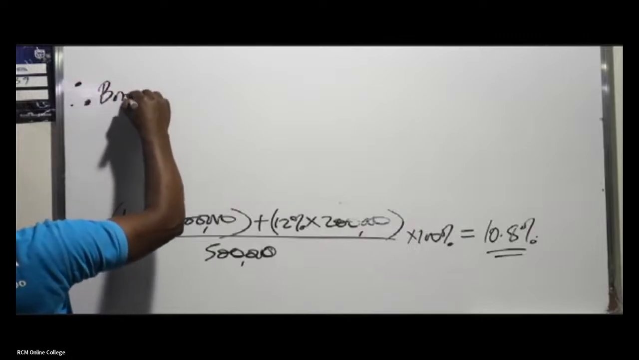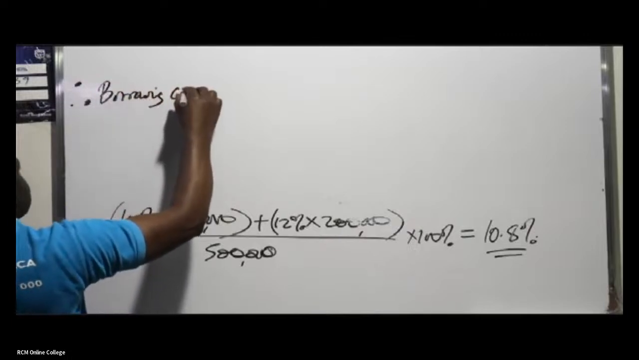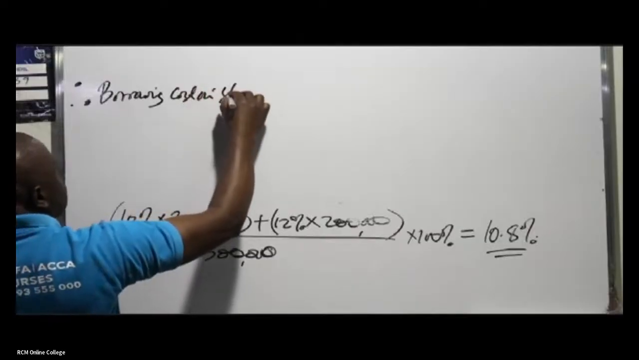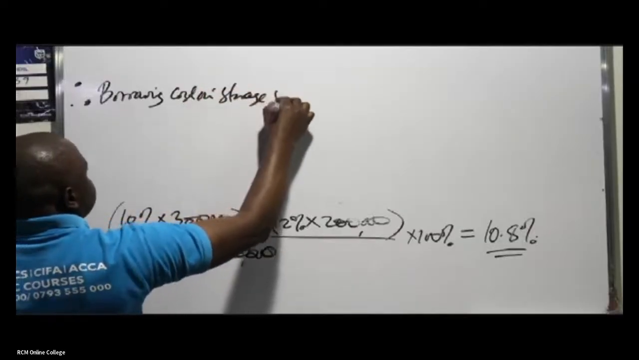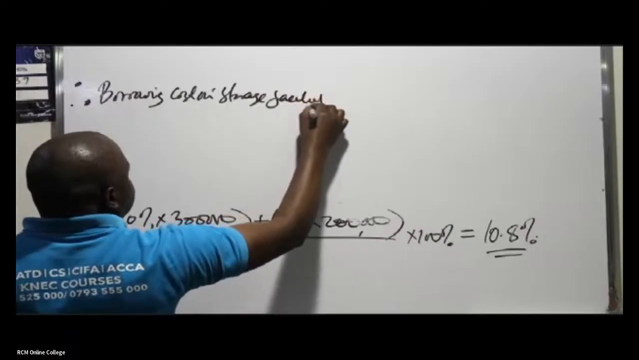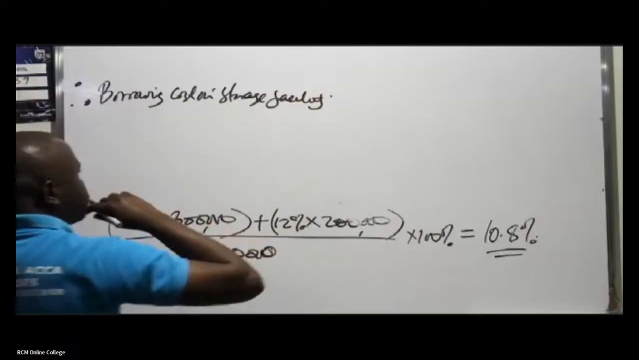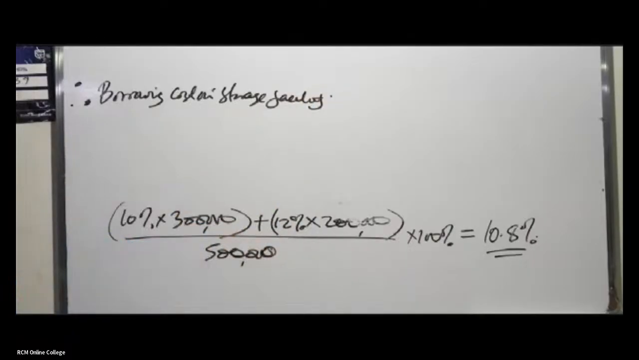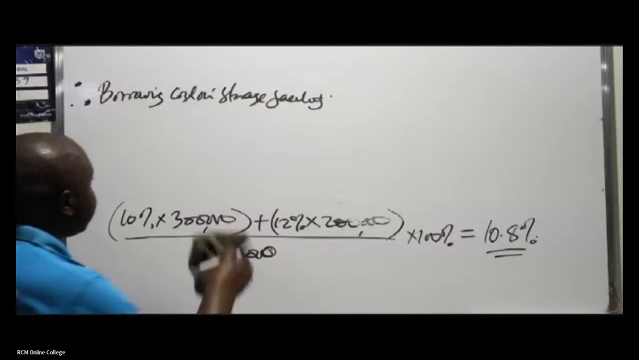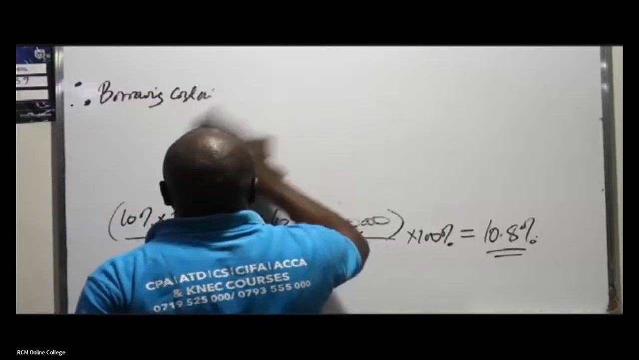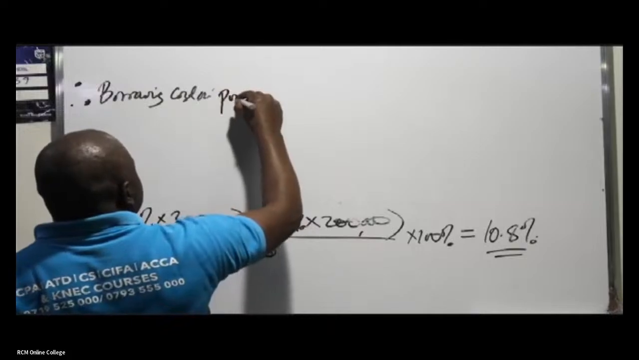borrowing costs on storage facility. The borrowing cost on the storage facility will likely be... in this case, there were two amounts that were utilized. It's not storage, but power plant, sorry. The first one is actually the power plant. The borrowing cost on the power plant.